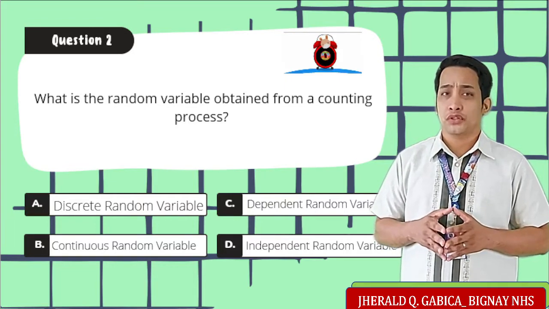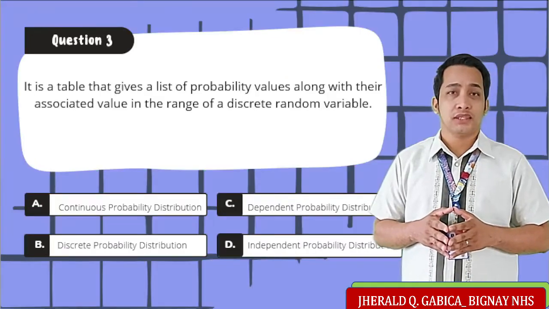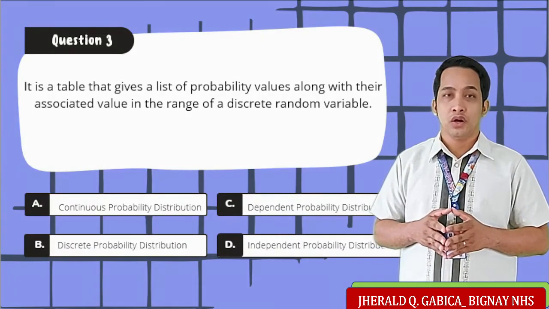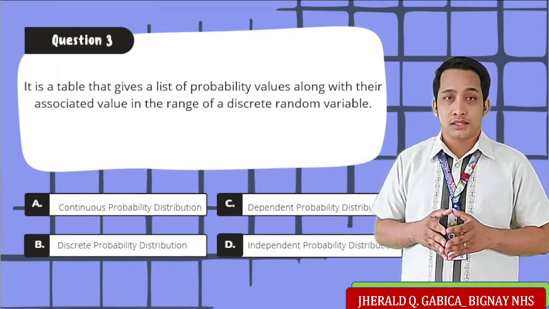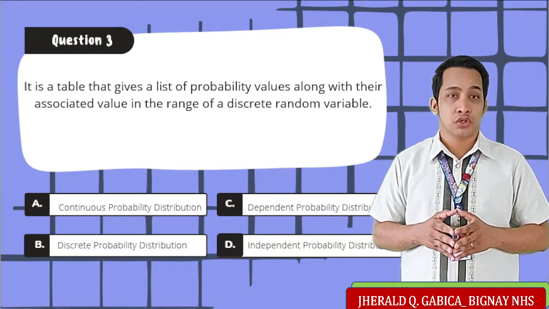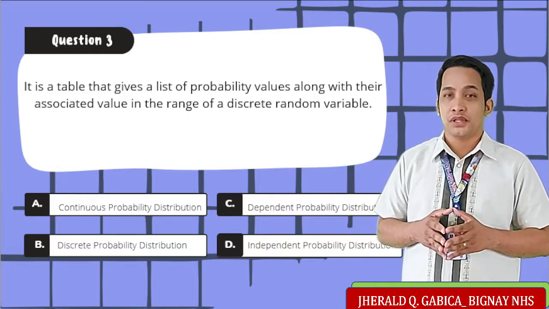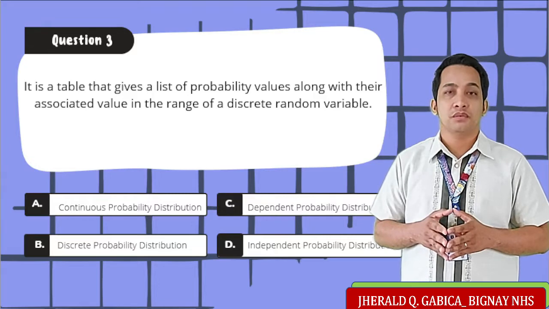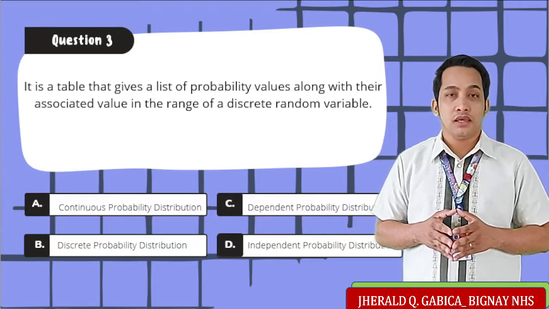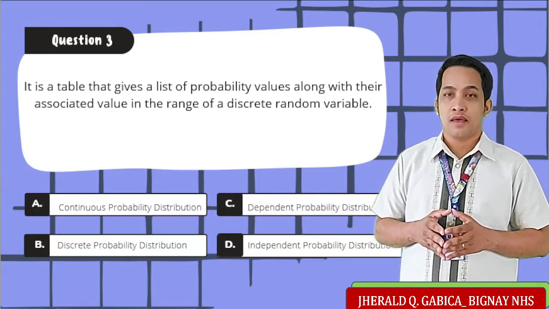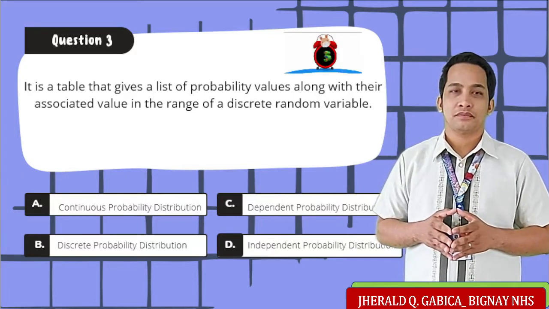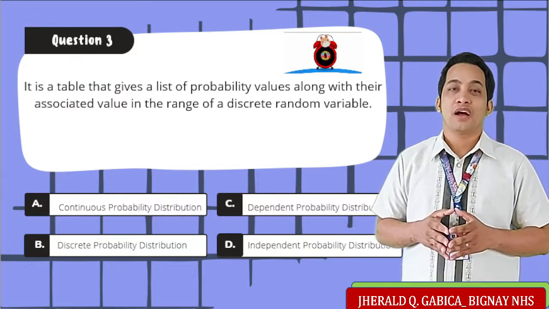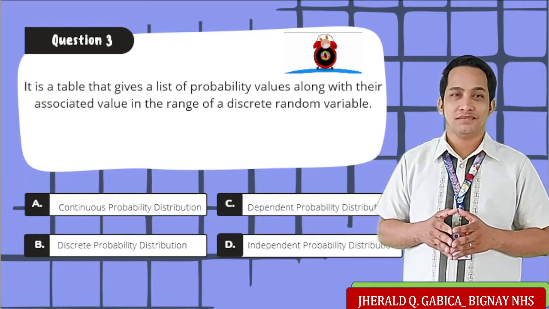Let's see how you make it to the third item. It is a table that gives a list of probability values along with their associated value in the range of a discrete random variable. Is it A. Continuous probability distribution, B. Discrete probability distribution, C. Dependent probability distribution, or D. Independent probability distribution? 5 seconds. Go. 5, 4, 3, 2, 1. Time's up. The correct answer is B.